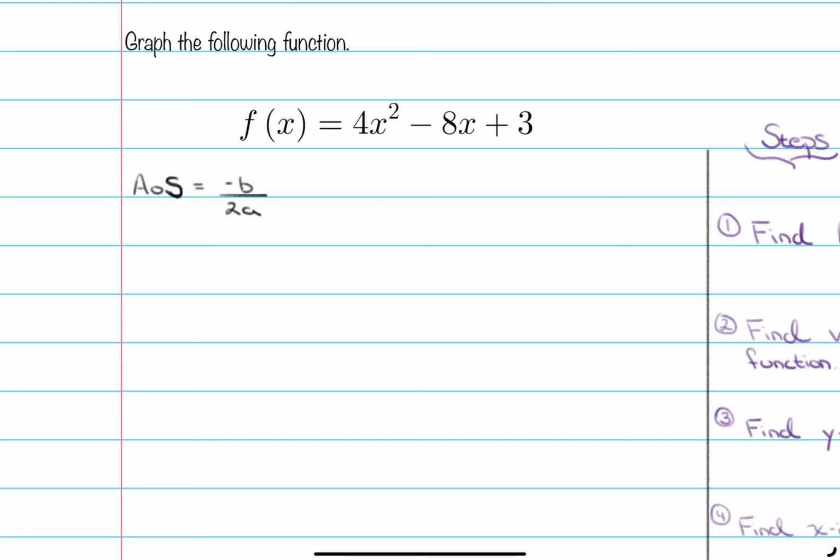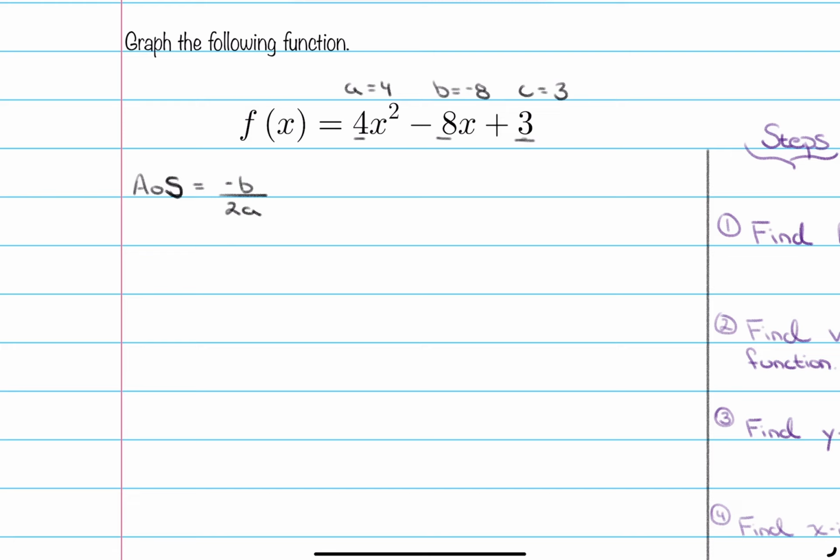The first thing that I'm going to do is label my A, B, and C. A is always the number in front of x squared, B is always the number in front of x, and C is always the constant. My A in this case is 4, my B in this case is -8, my C is equal to 3. I just copied those numbers from in front of my x's and my constant. Now I can just plug them into my formula.